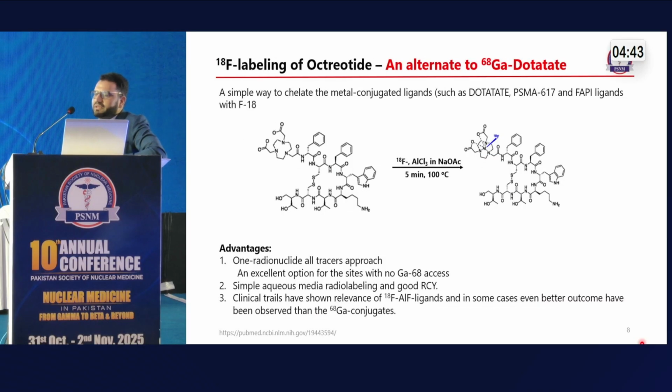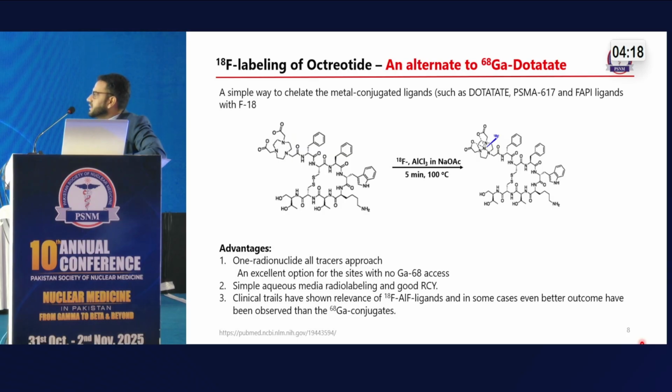Now you may be thinking, okay, dotatate is going well, we know, but we don't have gallium. How are we going to do the dotatate labeling? Then in that case, we can use this strategy. So again, this is the dotatate peptide, but instead of here, it's actually an octreotide peptide, but instead of having the dotatate, we have the NOTA here. And NOTA can be labeled with aluminum fluoride.